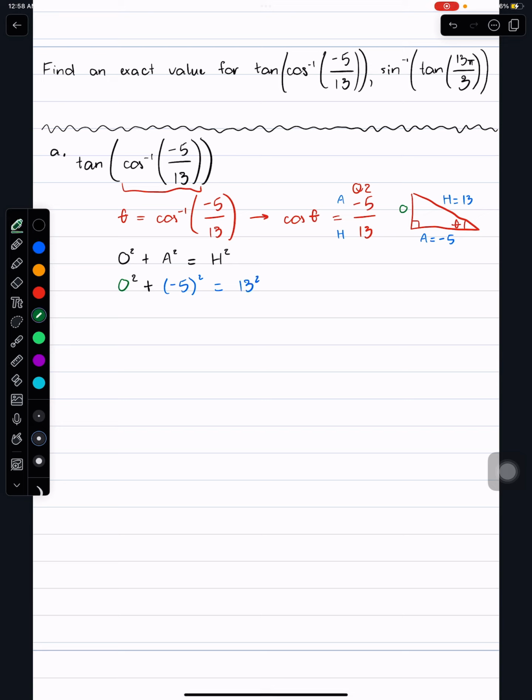So fast forward, we're going to square everything, and then subtract whatever we have for -5 squared onto the other side. We're going to get O squared equals 144. And that means to get O, we take the square root of both sides, and the O in here would be plus or minus 12. We have two options on it, right?